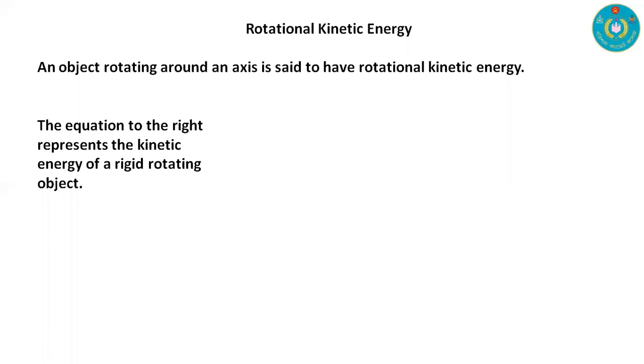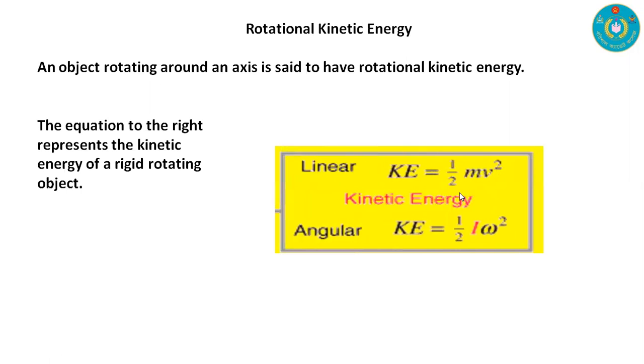Rotational kinetic energy. An object rotating around an axis is said to have rotational kinetic energy. The equation to the right represents the kinetic energy of a rigid rotating object, that is E is equal to half I omega square.